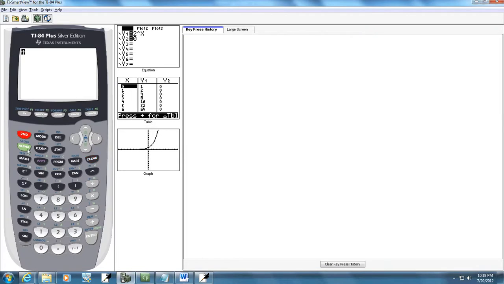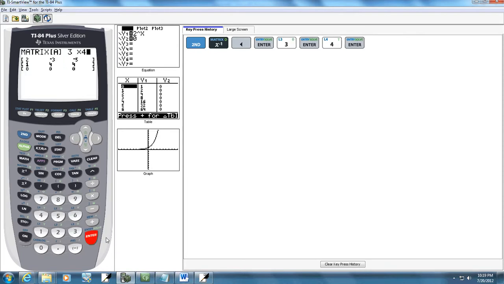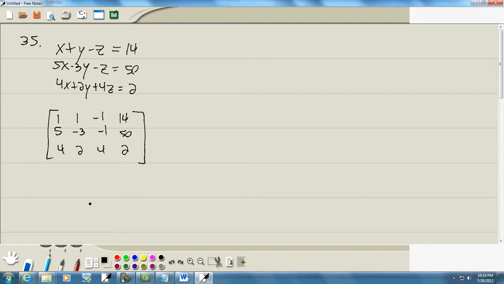Go to my matrix menu, second, x and negative 1. If you're on a TI-83, that's just the MATRX button. That's TI-83, not TI-83 Plus. Left arrow over to edit. A's already highlighted, so I do enter on it. And then 3, enter, 4, enter. And I'll just start typing these numbers.